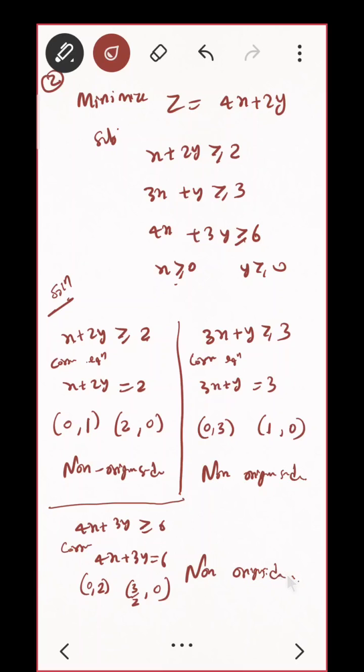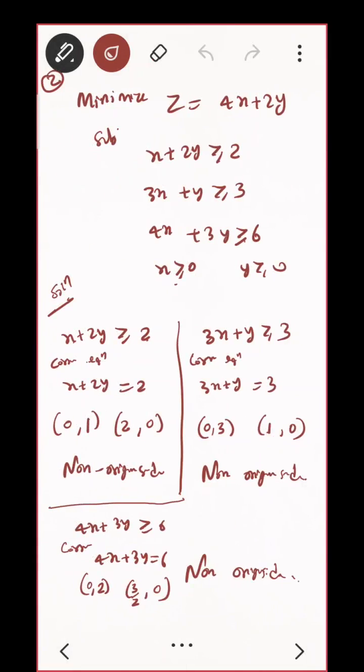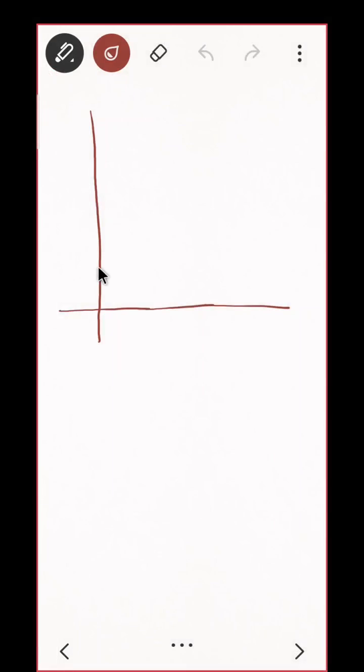Now let us plot quickly. Then we have to find corner points. Let us first plot. What is the first line? You can name, that is, this is line 1, line 2, line 3. So what is line 1? That is 0, 1 and 2, 0. 0, 1 will be somewhere here and 2, 0 will be somewhere here. You just have to mark it.